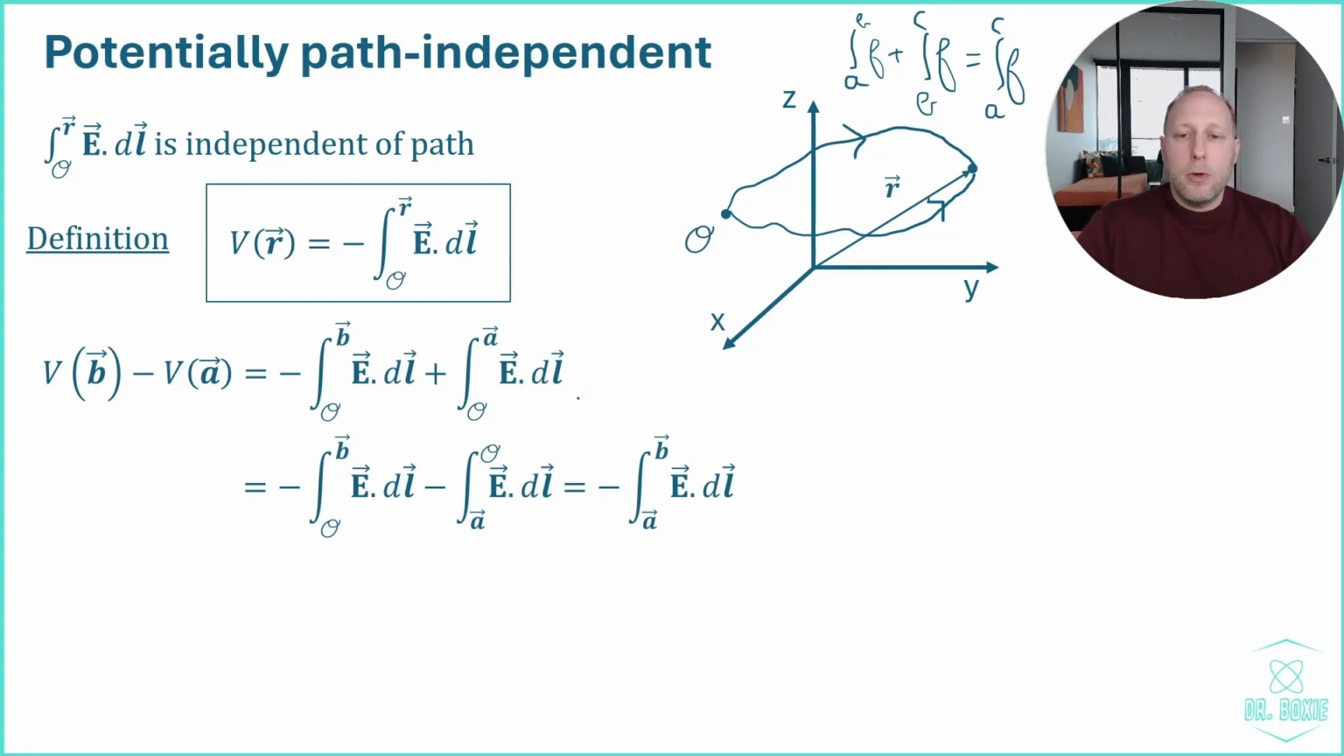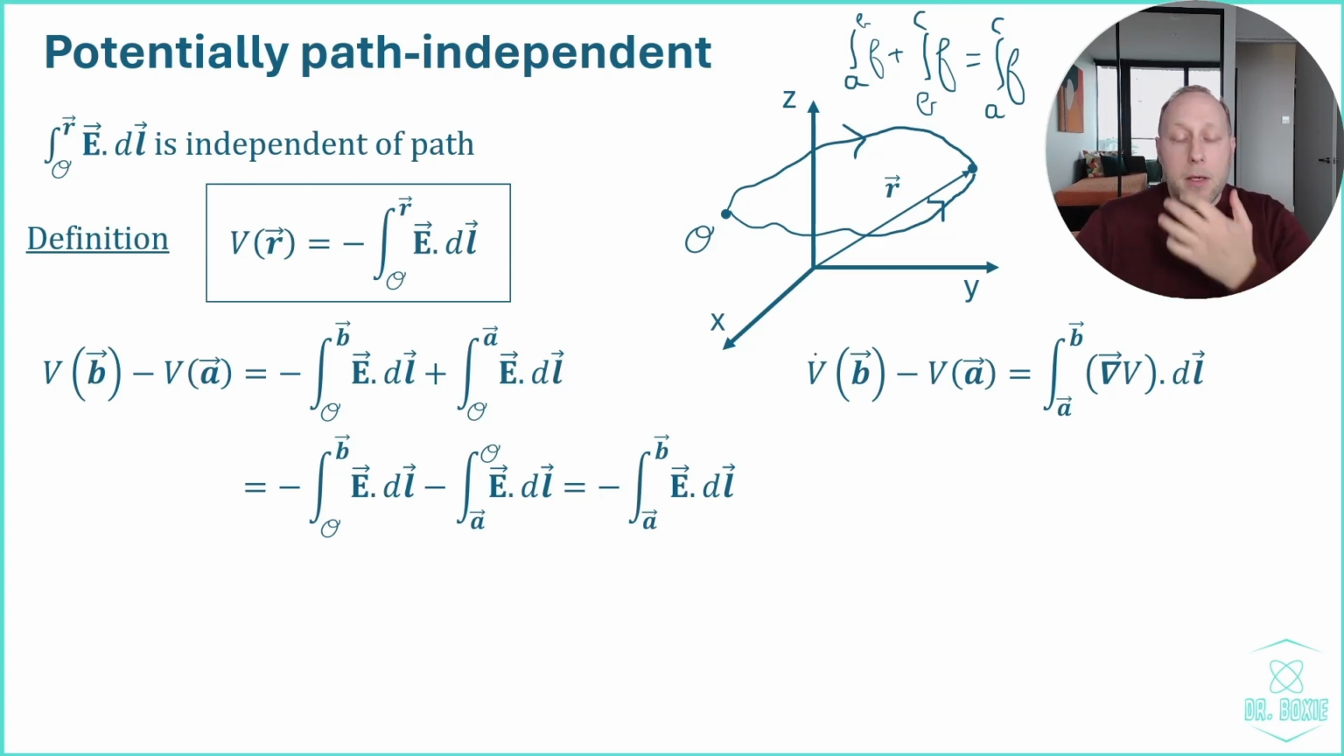Now, what we also know from one of the earlier lessons is that the difference of a function V between two points can be written as the integral of the gradient of that function. Remember, this was basically the fundamental theorem of calculus for gradients. But we now have two different expressions for V(b) minus V(a), and therefore the right-hand sides of those two equalities need to be equal to each other.